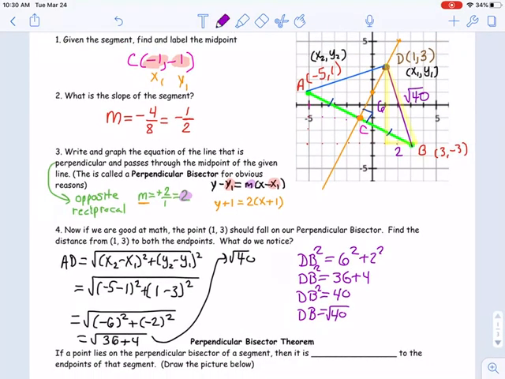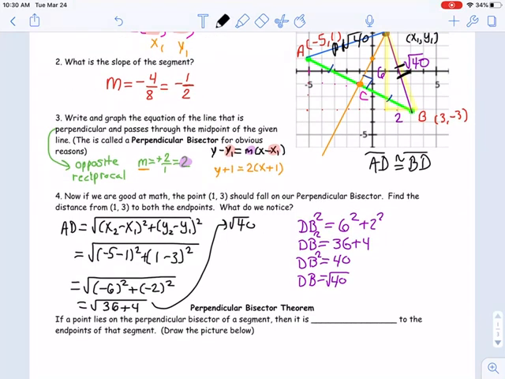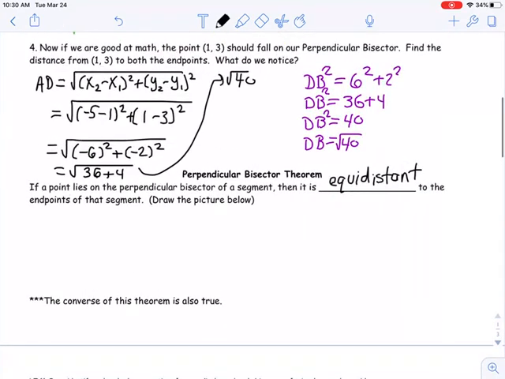So that was the square root of 40, which is going to be about 6 point something. They were both the square root of 40, so these lengths were actually equal. So AD was congruent to BD, and that's kind of the punchline. If a point lies on the perpendicular bisector of a segment, then it is equidistant to the endpoints of that segment.